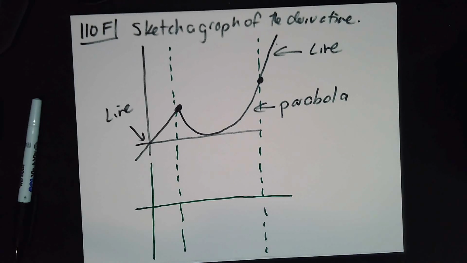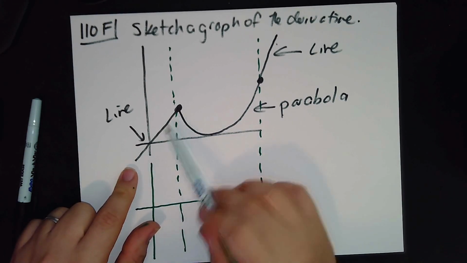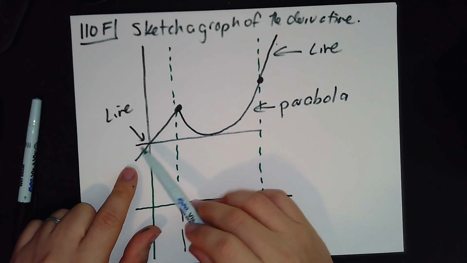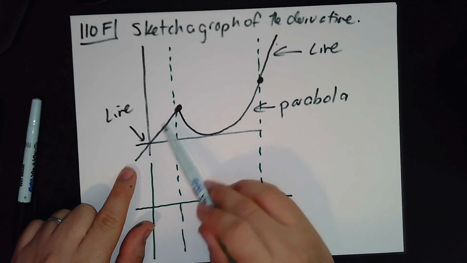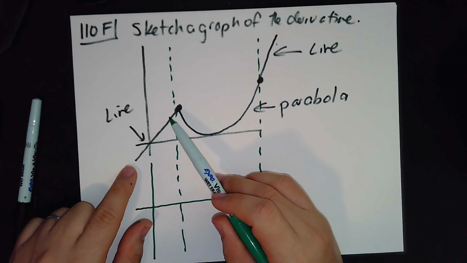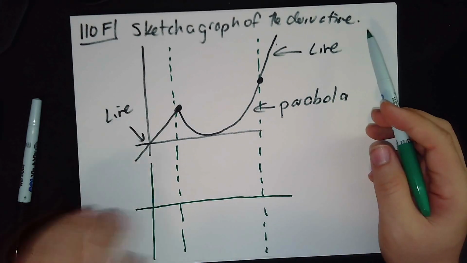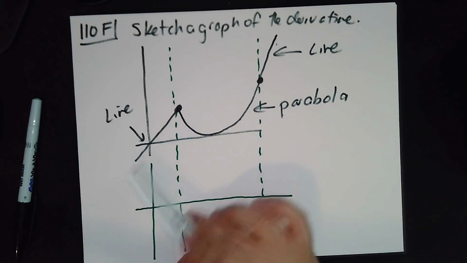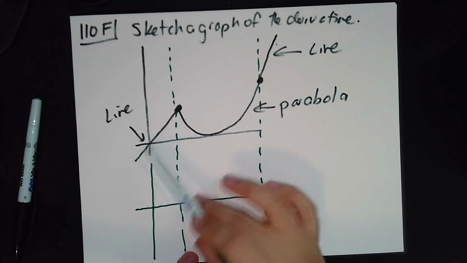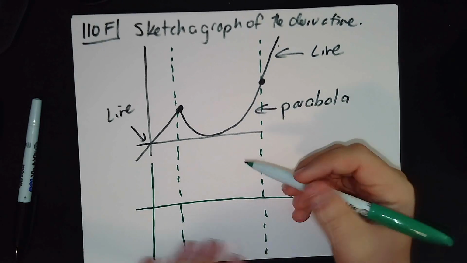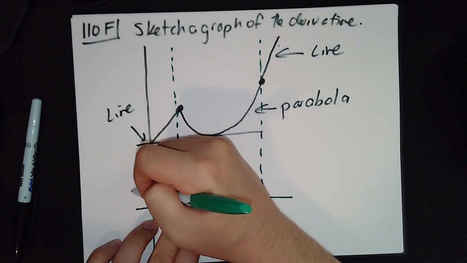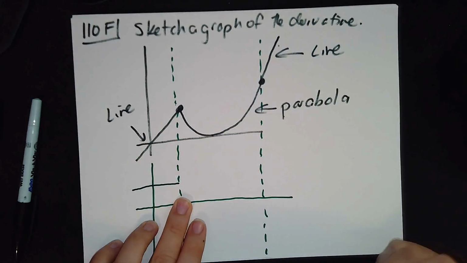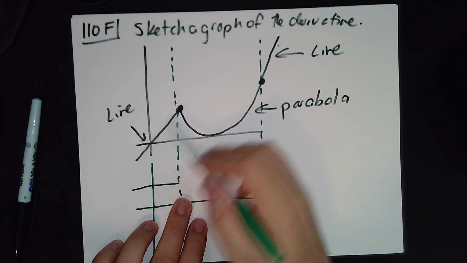Now I'm going to start with the line pieces. Remember, the derivative of a line is a constant. So when I go to graph the derivative of a line, it's always going to be a horizontal line. The only real question to keep in mind is: is it positively sloped or negatively sloped? In this case, it's positively sloped. So I can draw in something like that for this.